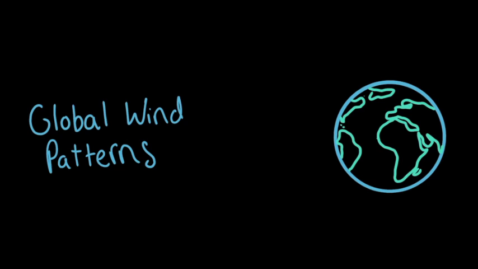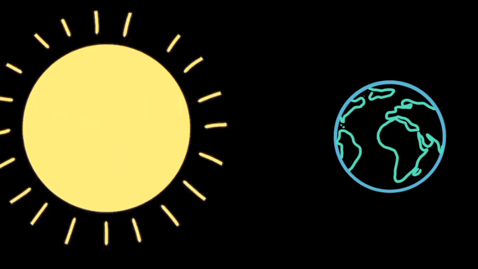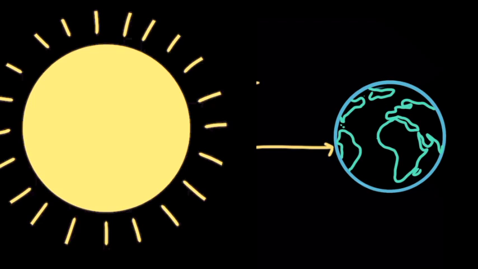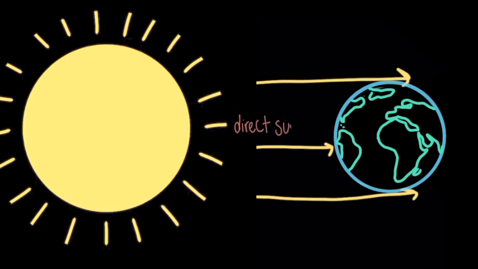In other words, global wind patterns are really important to life, and one of the reasons we have global wind patterns at all is actually because of the sun. Sunlight shines on the Earth like this. As you can see, the sunlight hits the equator directly, but the light hits the north and south poles at an angle, kind of skimming the surface, like this. So the equator is getting direct sunlight, and the poles are only getting indirect sunlight.